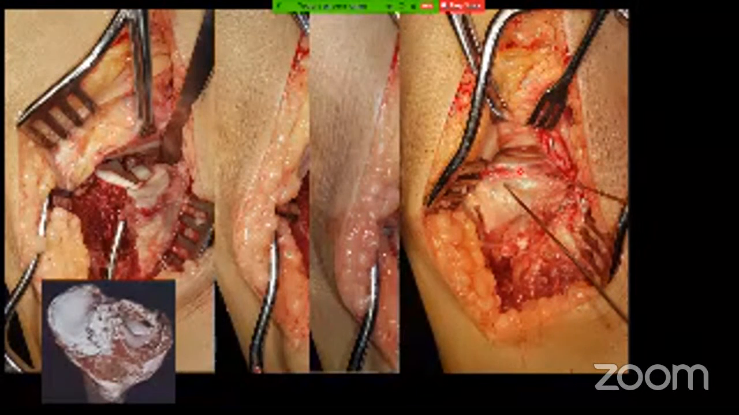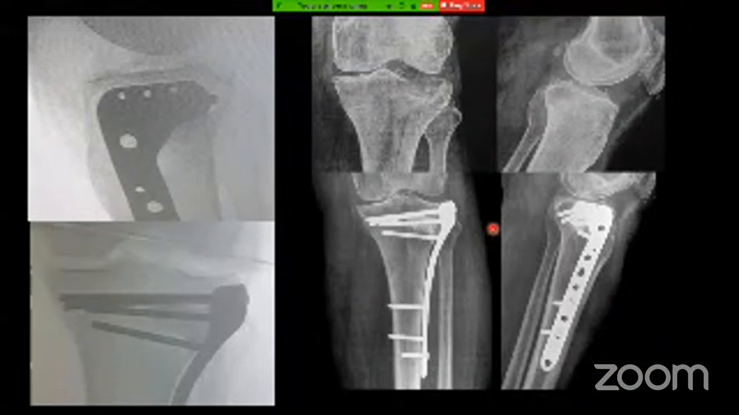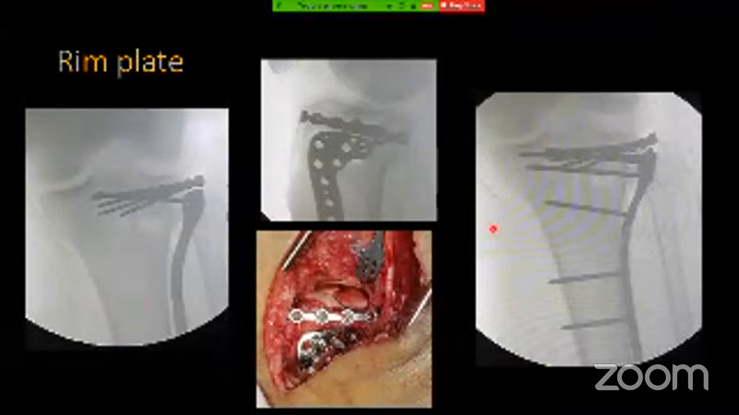This is how we can see the nice elevation, and these are the post-op X-rays of this patient. Then again a case with this approach, which is shown in Pranav Bhai's case.